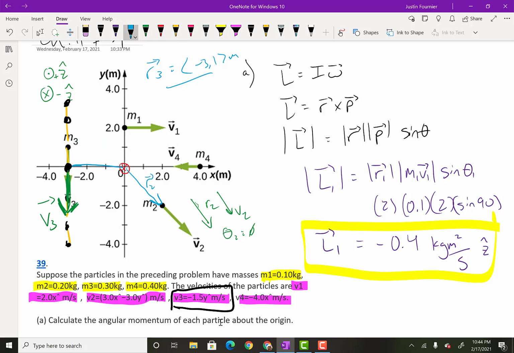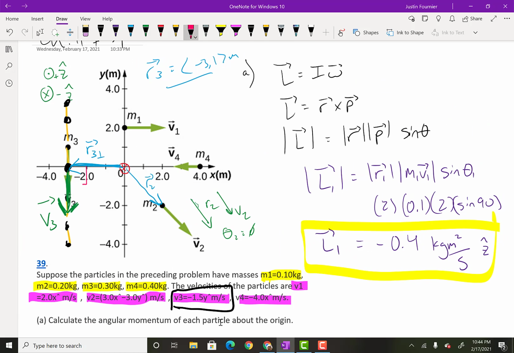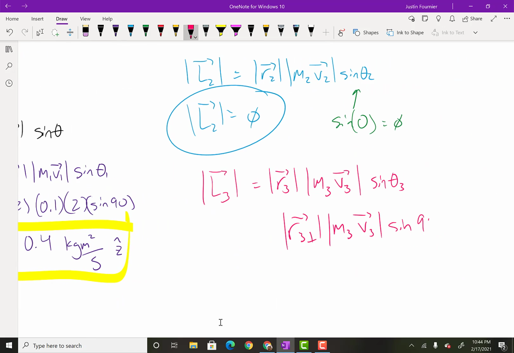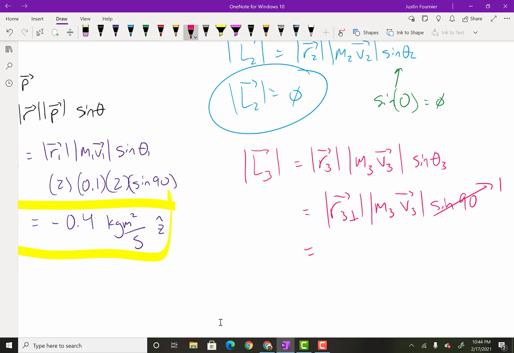I'll call this r3 perpendicular, because it's the perpendicular component of r3. And now I can find out what this is by doing r3 perpendicular multiplied by m3 v3, and then the angle between them is 90 degrees here. So that'd be sine of 90, which is just 1. This just made my life so much easier.